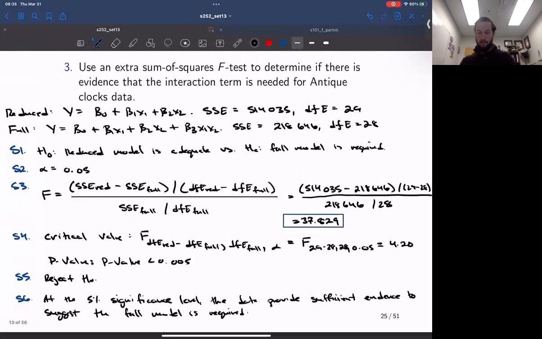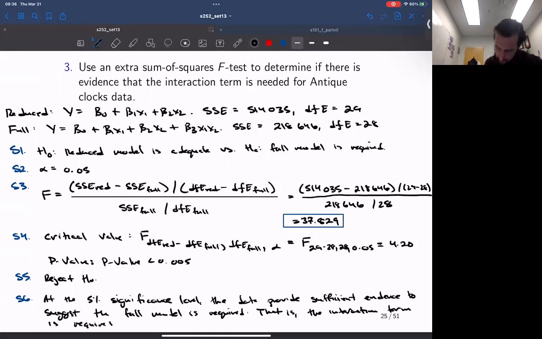But again, the point is, because the full model is only the one additional term, which is that interaction term, the result is that the interaction term is required because the only difference between the two models is that term, right? So the interaction term is required.